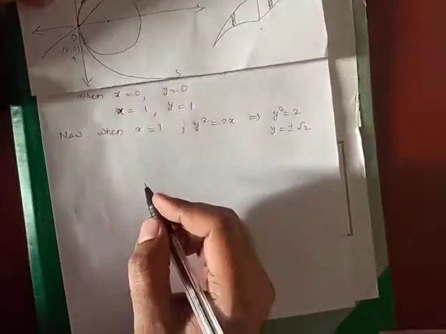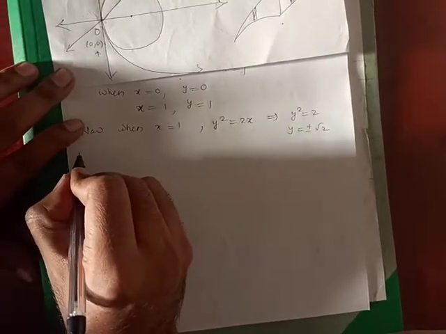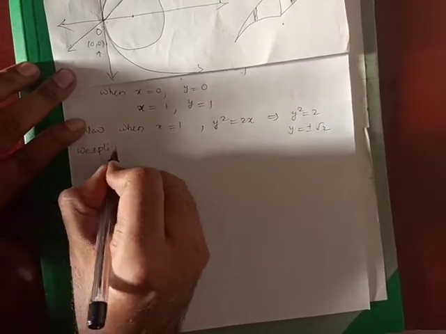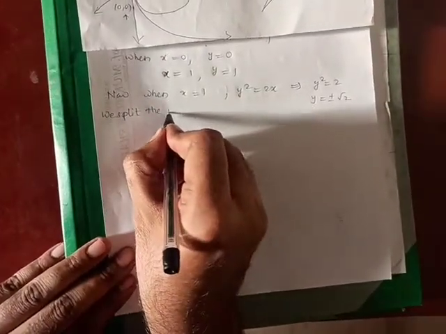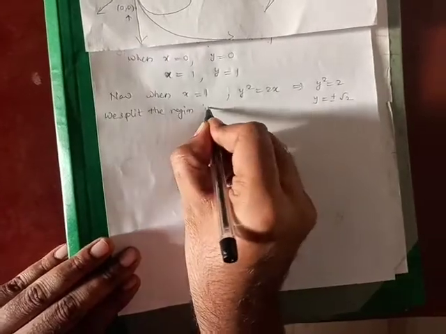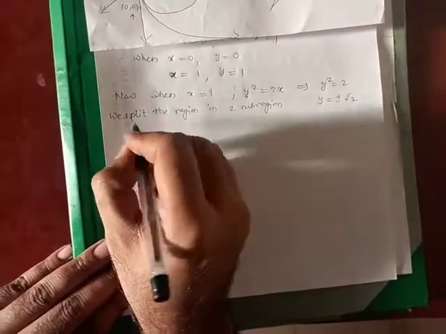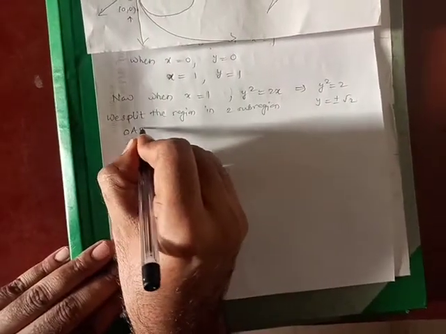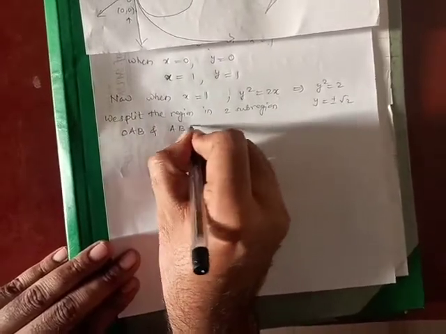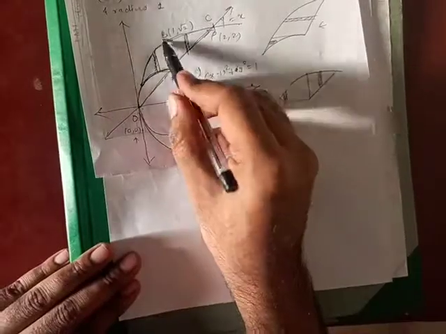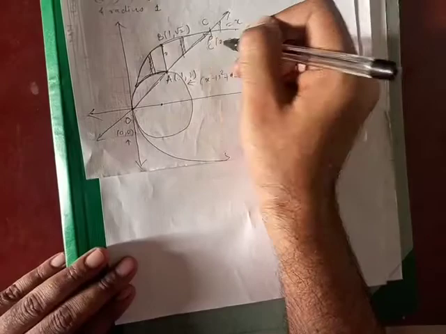Now this total region is divided into two parts. We split the region in two sub-regions, namely OAB and ABC. O, A, B and C, right? The coordinates of C are 2, 2, right?